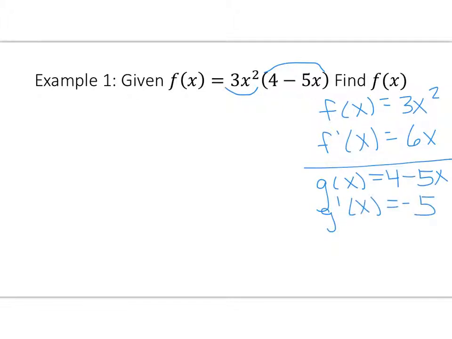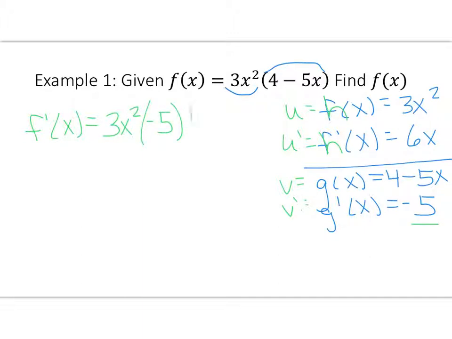So now when I want to find my derivative of the whole thing, which is f prime of x, and that's why sometimes we use u and v. So that's u prime, that's v prime, because we don't want to get confused with f and f. Maybe I should call that h and h prime. To find f prime of x, I'm going to take the first, which is 3x squared, times the derivative of the second, which is negative 5, and then I add to that the second times the derivative of the first.